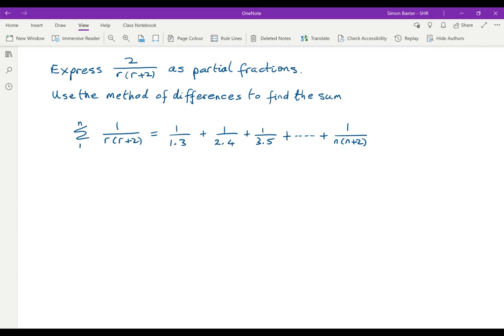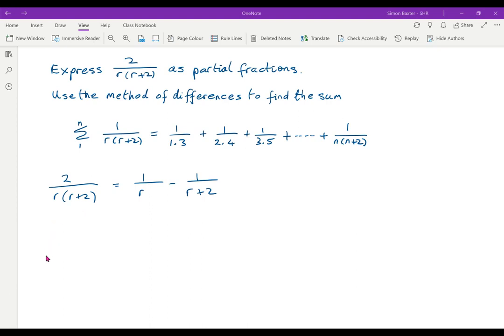Well, I'm going to assume that you can all do partial fractions, and we can go straight to the answer of this bit. 2 over r plus 2 is equal to 1 over r minus 1 over r plus 2. Now, the method of differences says to go through, put r equal to 1, put r equal to 2, put r equal to 3. If we put r equal to 1, we get 1 over 1 times 3, r equal to 2, the next term, r equal to 3, r equal to 4, r equal to n.